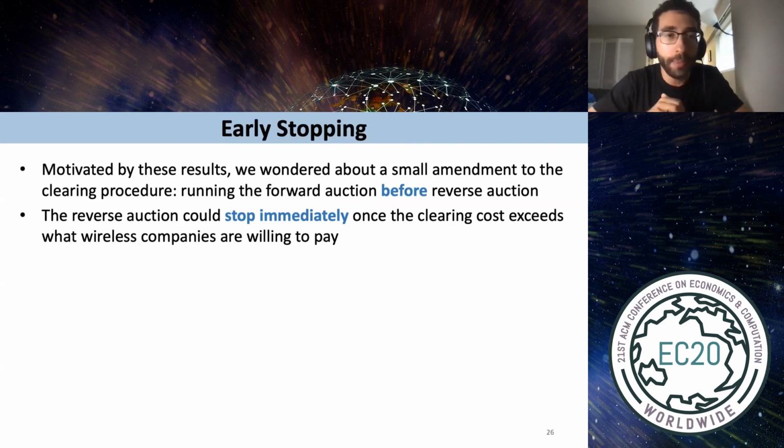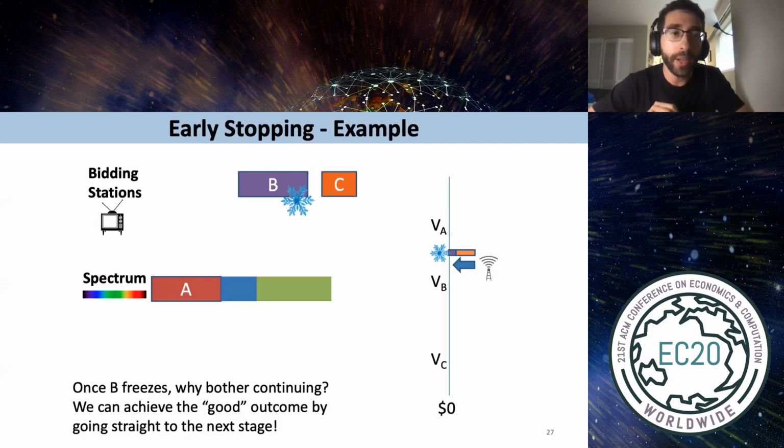So motivated by this example, we wondered about whether a small amendment could help the clearing procedure. What if we actually just ran the forward auction before the reverse auction? If you did this, you would already know how much the mobile carriers were willing to pay for that amount of spectrum, and you could stop the reverse auction immediately once the clearing cost exceeded what the wireless companies were willing to pay. Going back to that example, notice that at this point, why would we continue running the auction just to let C exit when this is an irrevocable commitment that we can never change in later stages? We could just stop right here, add the new spectrum, and we would get the outcome that we desired.